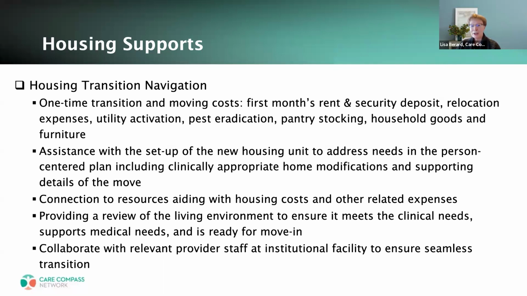I personally hate moving. I don't know anyone who enjoys it. There's a lot to manage, so plenty of room for assistance there.